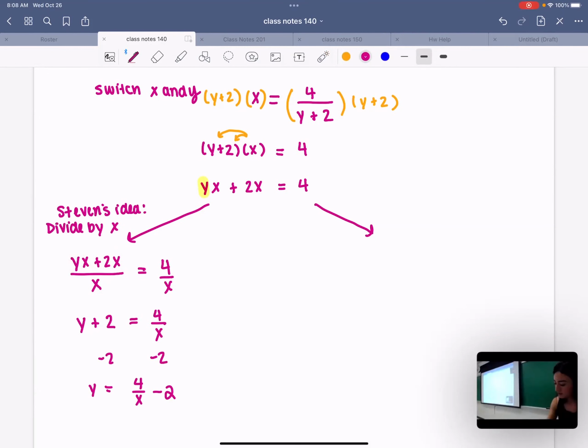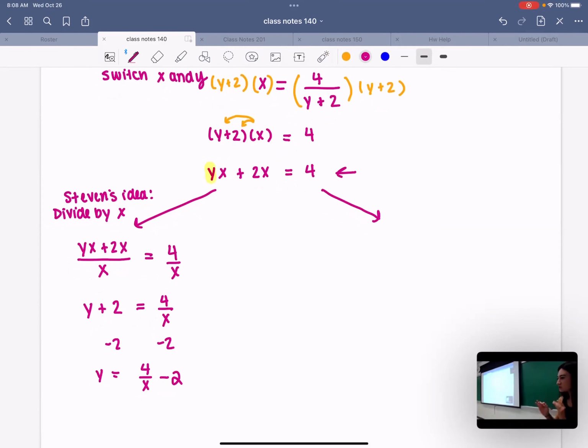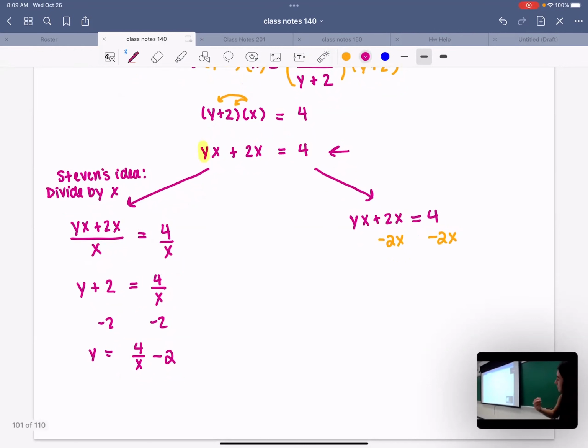Let's go back to this step here. Okay, and I'm going to show you what I would think first. I think it's a little bit easier conceptually for me. I don't know why. So I'm just going to copy what I have here. Okay, so yx plus 2x equals 4. In my head, the easiest thing to do is to actually subtract the 2x on both sides. Okay, and you can do either way. And if we subtract 2x, we have yx equals negative 2x plus 4.